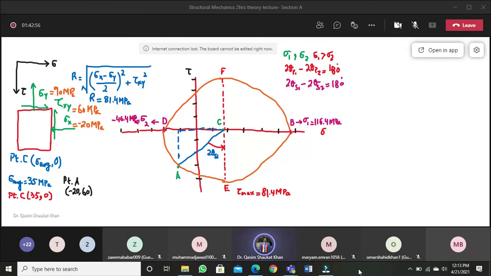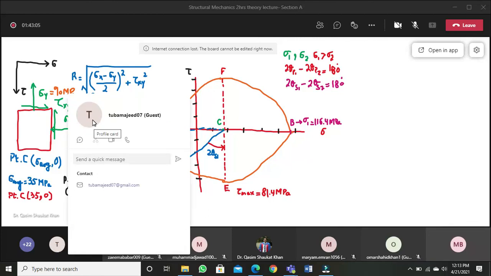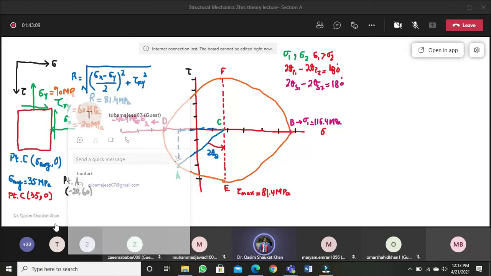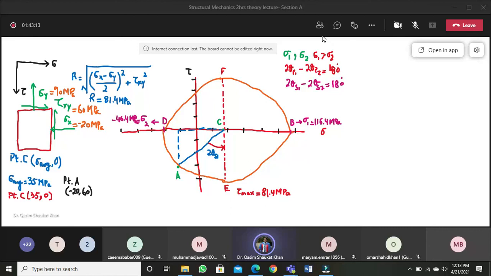What are you getting? Theta S1 with me is 21.3 degrees. Okay. And if you want to calculate 2 theta S2, moving from the reference plane CA towards CF, that will give you 2 theta S2, and this time our values are reported counterclockwise. Now the next thing we have to report is the orientation of our principal planes.